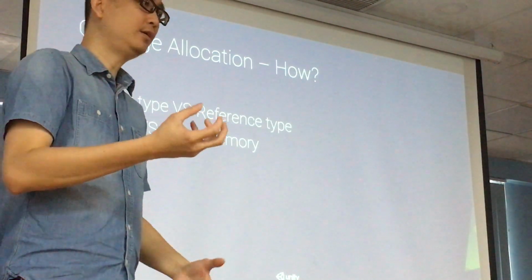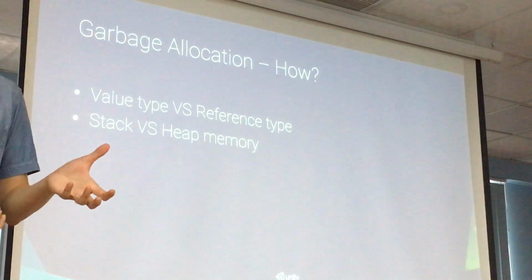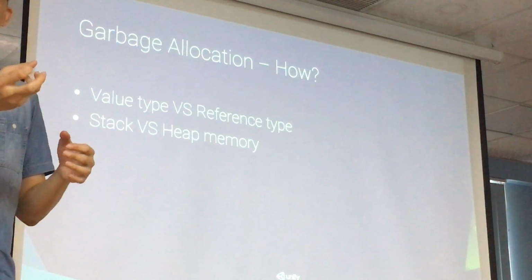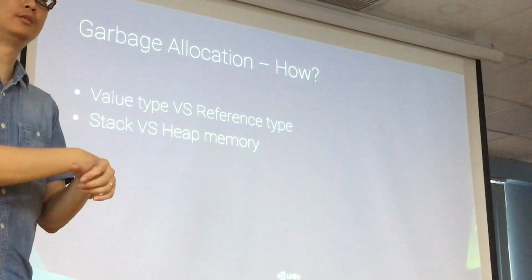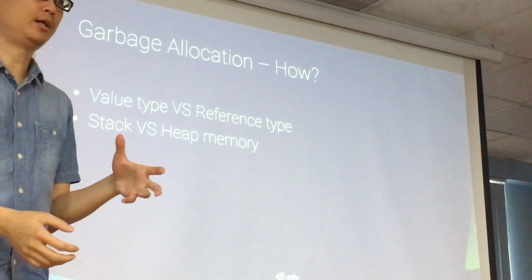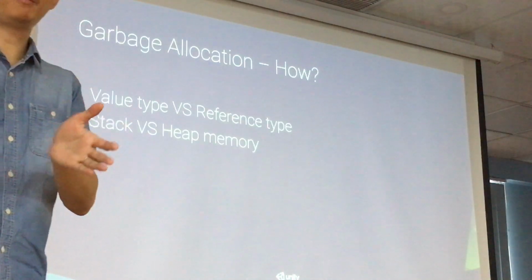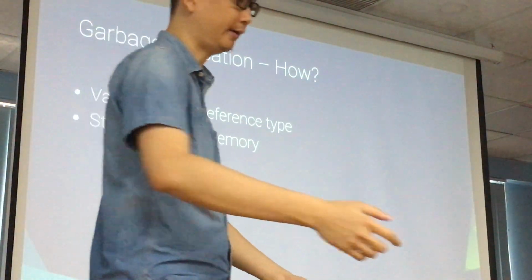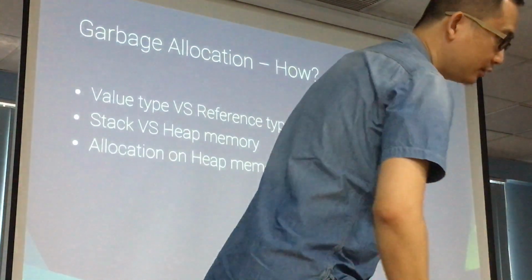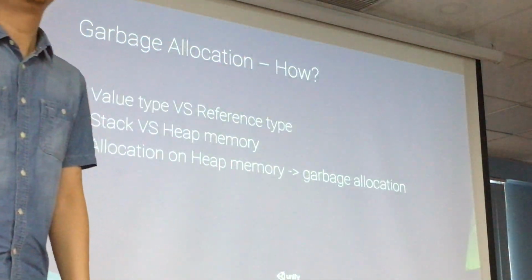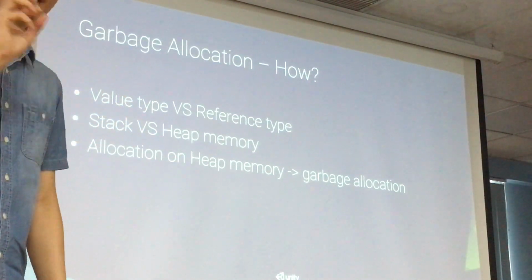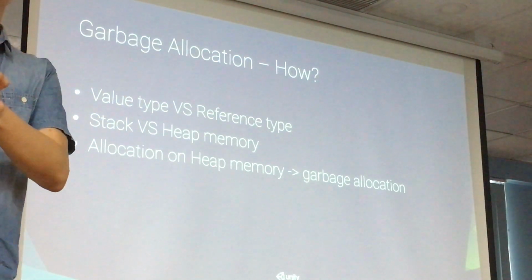Whenever your value type is out of scope, then the stack memory is cleared. So stack memory is faster and short-lived. But heap memory exists longer and is slower, right? So allocation on the heap memory is garbage allocation. Whenever you create something that exists on the heap memory, these are garbage.